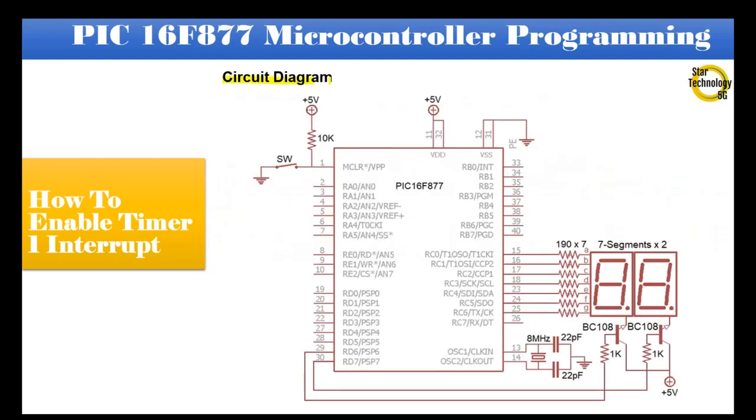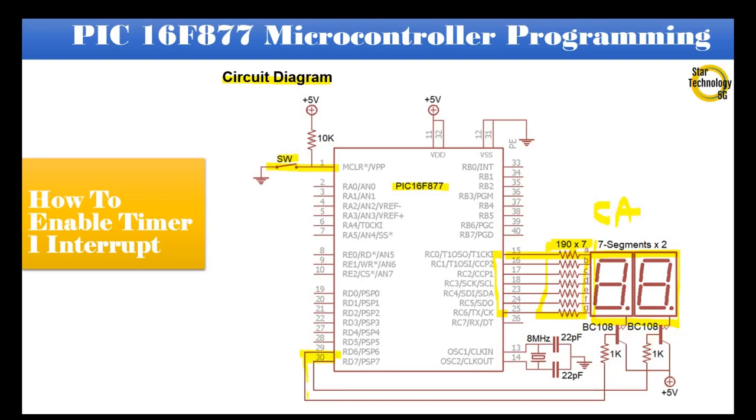Here is the circuit diagram we are using in our project. It is PIC16F877 microcontroller. Pin number 1 is master reset. If we press the switch it will reset the microcontroller. Port C is interfaced with 7 segment display. And we are using common anode type 7 segment display. All segments are connected with microcontroller through a current limiting resistor. And the value of the resistors is 190 ohm.